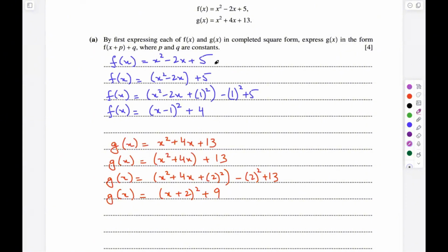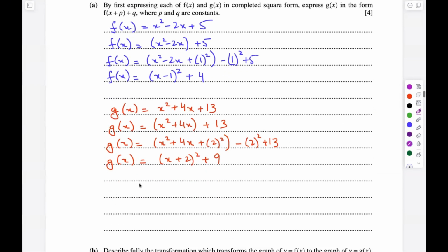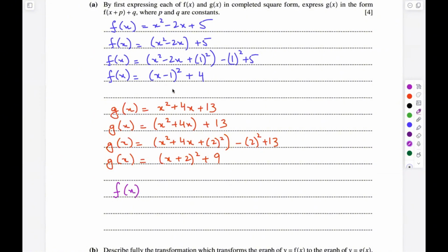Now we have to express g of x in the form f of x plus p plus q. Basically, this means that we have to write this function f of x in such a way that when we add p to the x value and q outside the bracket, or to the whole function, we should be able to get the function g. Now, as the function f of x was x minus 1 whole squared, and for g of x we need a plus 2, from minus 1 to make it a plus 2, we'll have to add 3 to the x value. So this will become f of x plus 3.